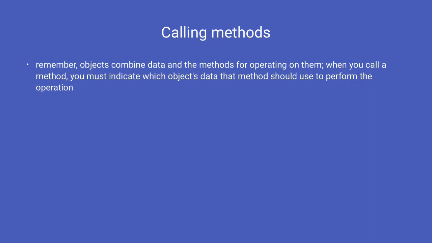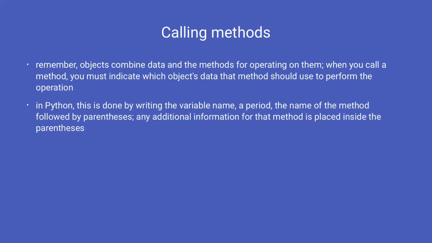Remember, objects combine data and the methods for operating on them. When you call a method, you must indicate which object's data that method should use to perform the operation. In Python, this is done by writing the variable name, a period, the name of the method followed by parentheses. Any additional information for that method is placed inside the parentheses. Here's the Python syntax to use the methods we described on the previous slide.